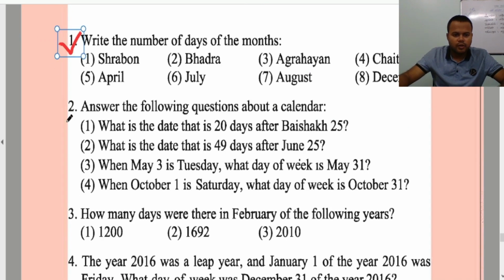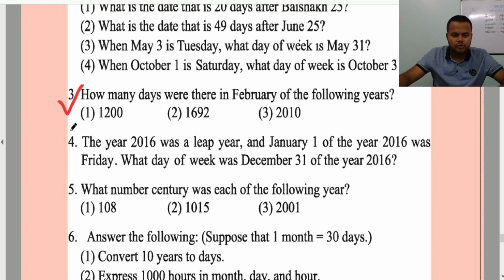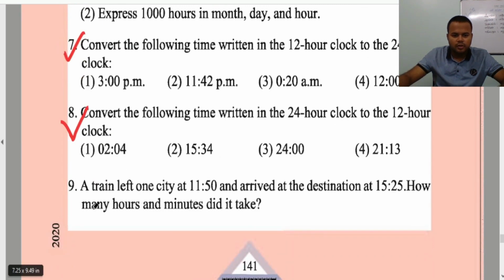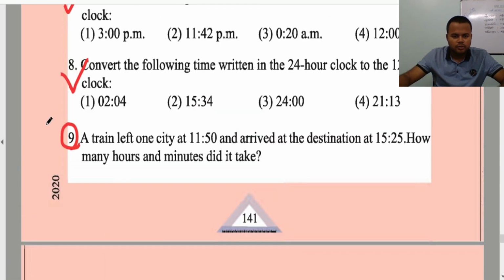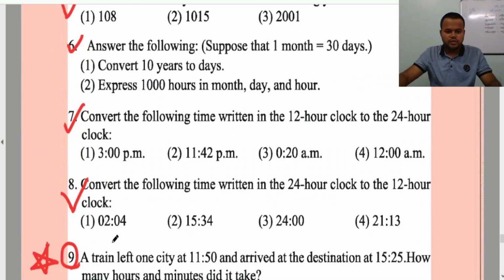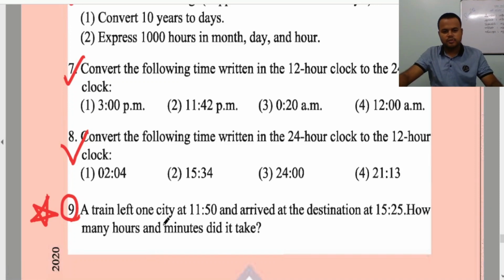Here question number 1, question number 2, question number 3, 4, and you have to complete all problems from this chapter. Okay, and this one is important. We already solved this type of problem. Using this we already solved CQ, so it's very important for you. Okay, that's all our syllabus.